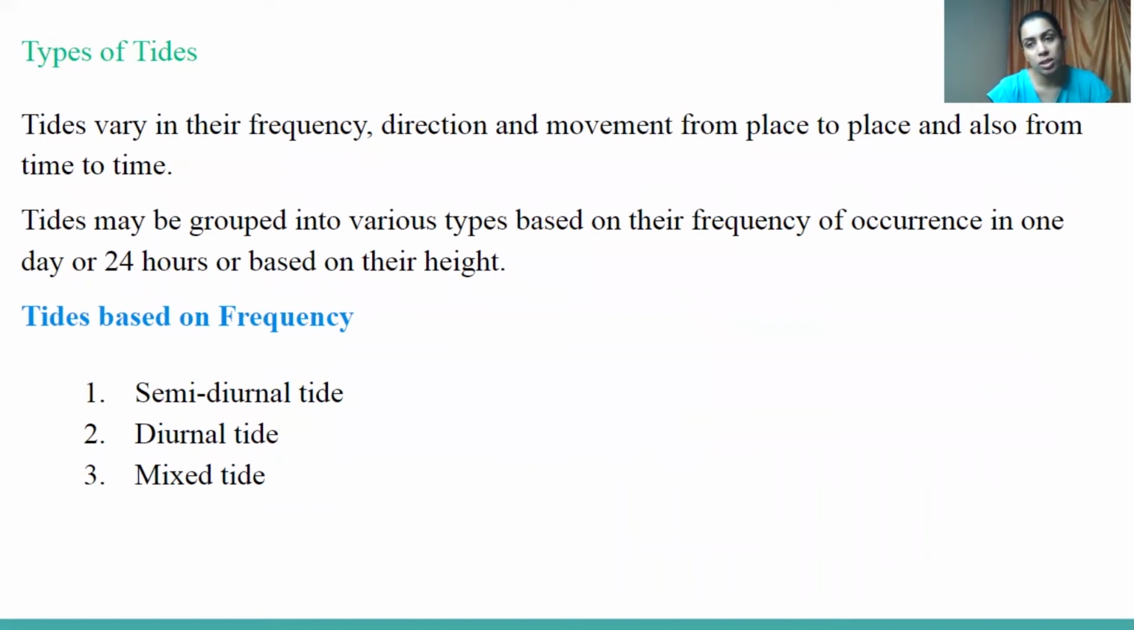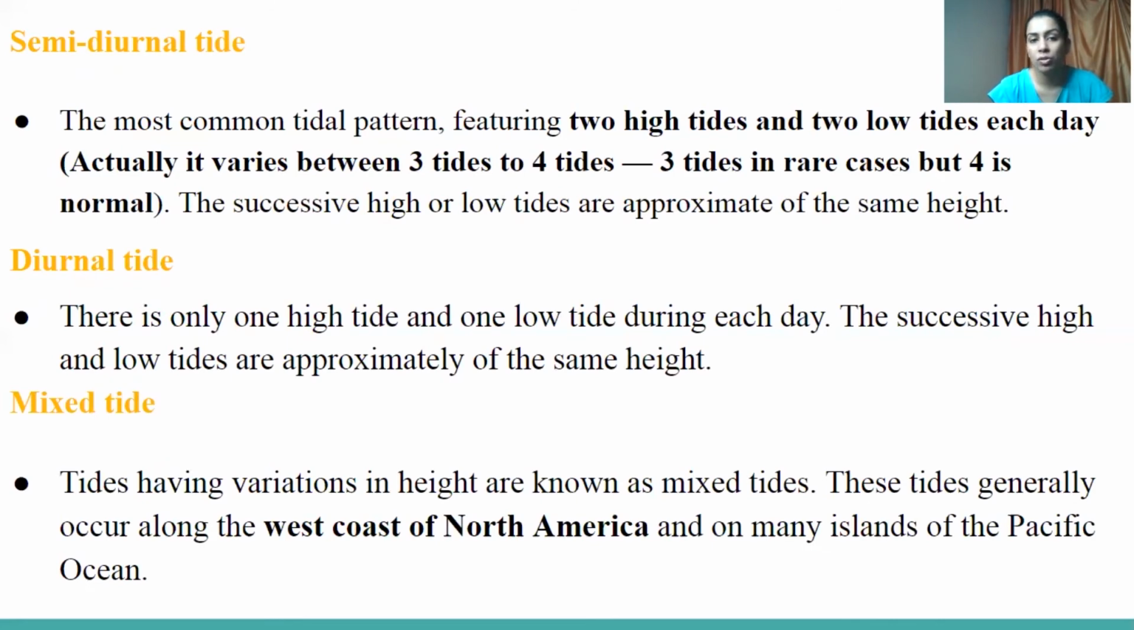Tides may vary in their frequency, direction, and movement from place to place and from time to time. Tides may be grouped into various types based on their frequency of occurrence in one day or 24 hours, or based on their height. So tides based on frequency are semi-diurnal tide, diurnal tide and mixed tide. The most common tidal pattern, featuring 2 high tides and 2 low tides each day, with successive high or low tides of approximately the same height, is the semi-diurnal tide.